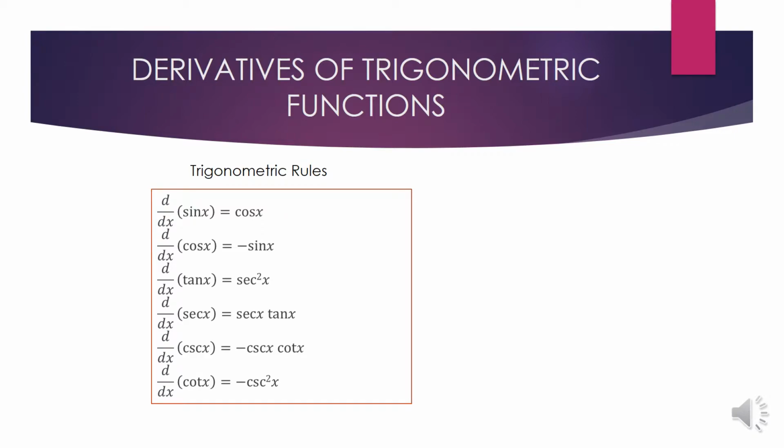If we differentiate sine x, we will get cos x. Differentiate cos x, we will get negative sine x. Differentiate tangent x, we will get secant squared x. Differentiate secant x, we will get secant x tangent x. Differentiate cosecant x, we will get negative cosecant x cotangent x, and differentiate cotangent x is equal to negative cosecant squared x.